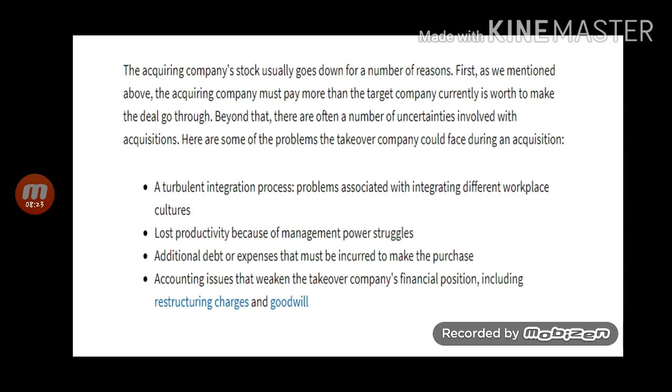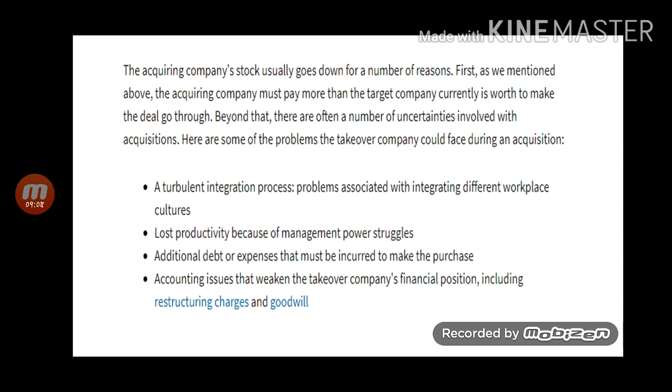The share price of the acquiring company goes down because there are a number of reasons, as I've told you. One is that two different cultures are coming together, and it will take some time to settle. And because there is a lot of managerial work and more time required, there will be a loss of productivity. And sometimes the target company has more debt, and that debt will be purchased by the acquiring company.